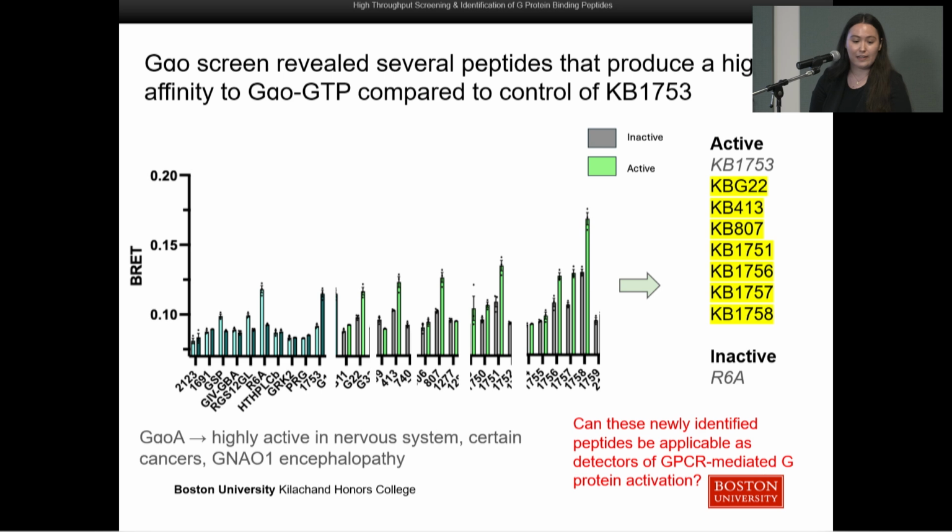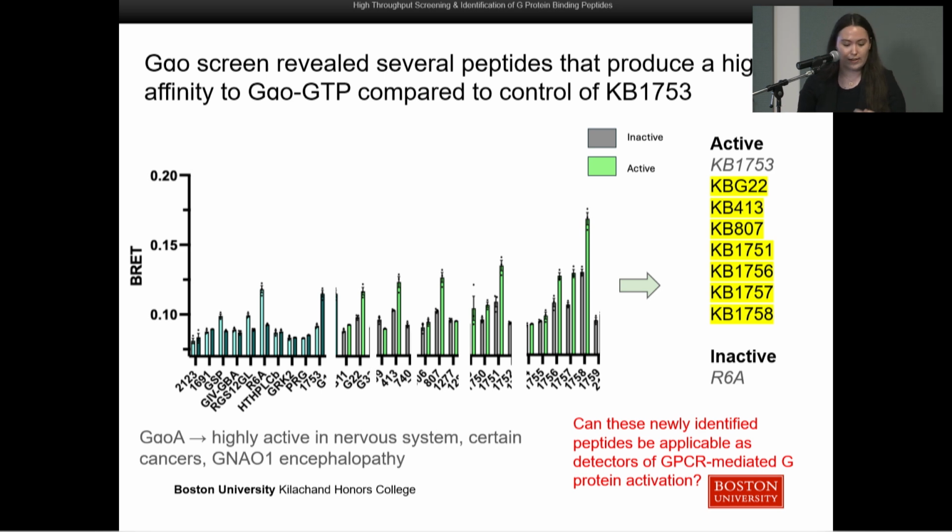Well, G-alpha OA is really physiologically relevant: it's highly active in the nervous system, it's overexpressed in certain cancers, such as certain breast carcinomas, as well as being implicated in a neurodevelopmental disease called JNL1 encephalopathy. So our next question is, we found these peptides, but can we actually use them in a useful way, for example, through biosensor usage? Because in theory, if they bind even higher than the standard, we'd expect they can maybe be even better biosensors.